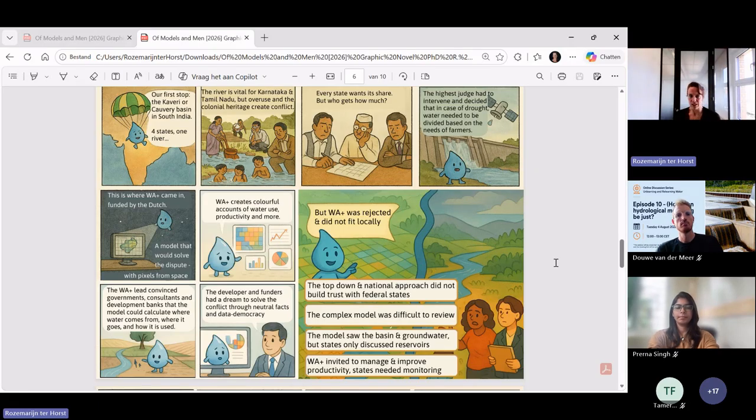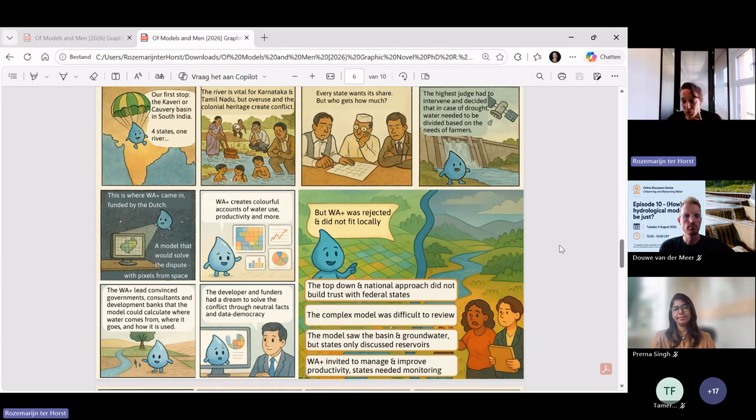And I think most centrally, Water Accounting Plus was always intended to manage, to improve productivity, to get the farmers to act, while the states just wanted to monitor, and then, from the monitoring and understanding, have a discussion. So there was a complete mismatch in what we did.